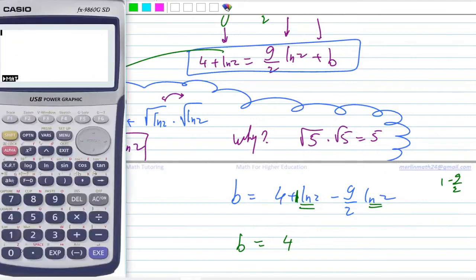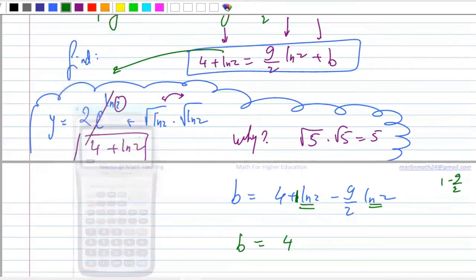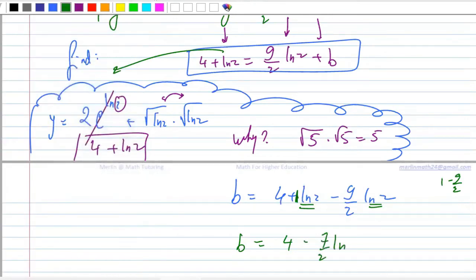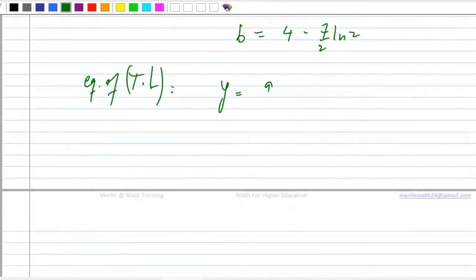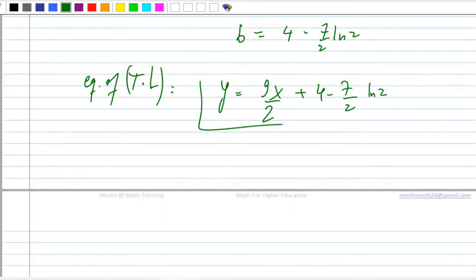So that you can do on a calculator, which is 1 minus 9 over 2, which is minus 7 over 2. I want to keep it as minus 7 over 2 ln 2. So it's not nice, but that is your b. The equation of the tangent line: at the end, you would write it. The slope is 9 over 2, and the b simply is what you see here. So this is the exact answer, no decimals. Perfect.